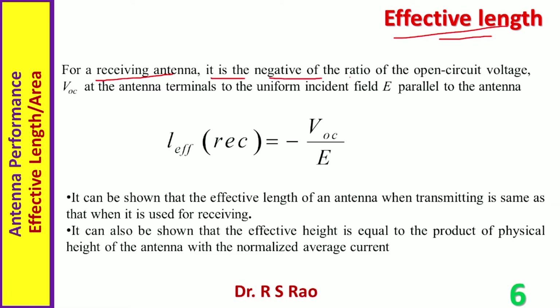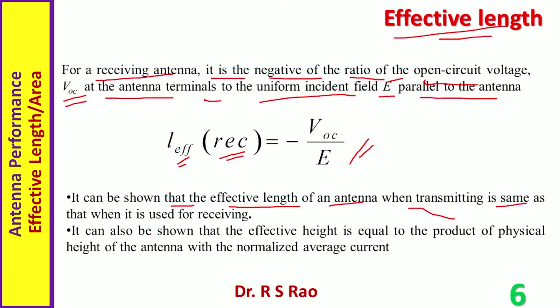It is the negative of the ratio of open circuit voltage VOC at the antenna terminals to the uniform incident field E parallel to the antenna. L effective in receiving mode is equal to VOC by E with a negative sign. It can be shown that the effective length of an antenna when transmitting is the same as that when it is used for receiving. It can also be shown that the effective height is equal to the product of the physical height of the antenna with the normalized average current.